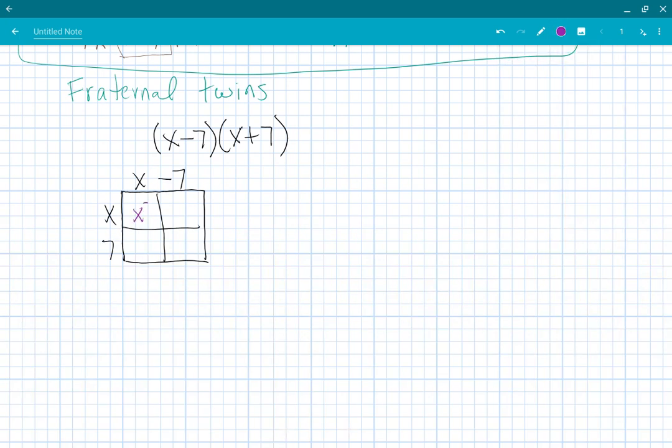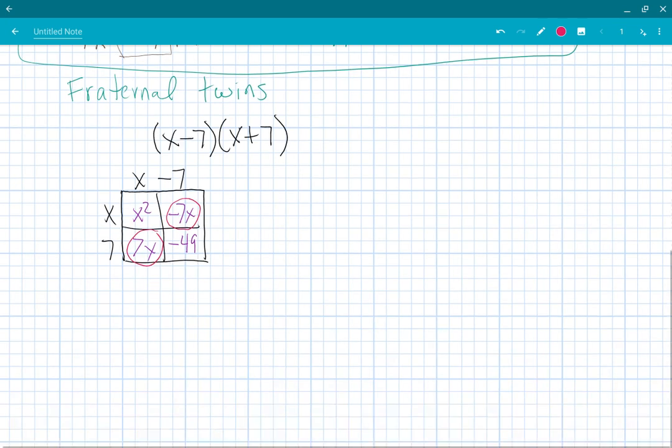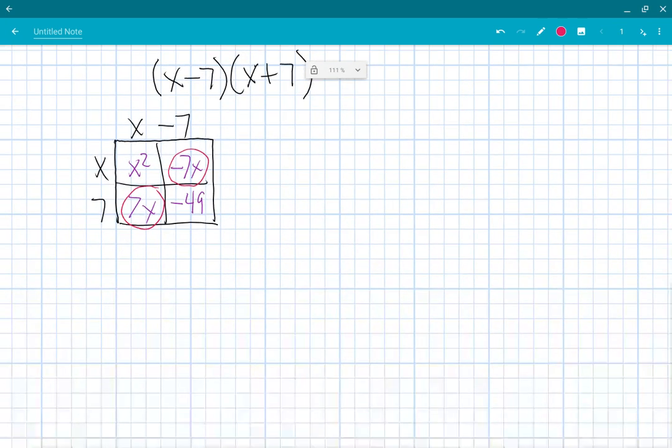So this is still x squared. This is negative 49. What do you notice about fraternal twins and these numbers? What do you guys notice about these two numbers in the corners? One is positive, one is negative. Exactly. And what is 5 minus 5, or 7 minus 7, or any number minus the same number? 0. So they cancel each other out. They basically blow each other up, right? So with fraternal twins, there is no middle term.